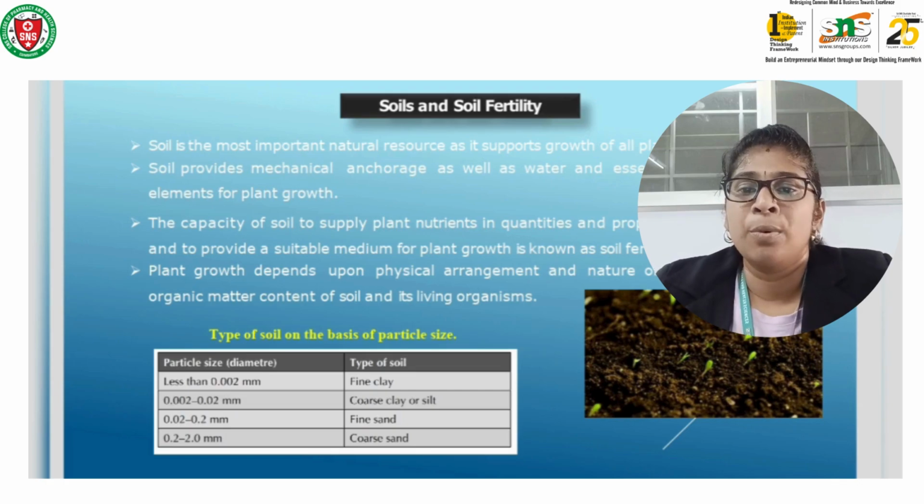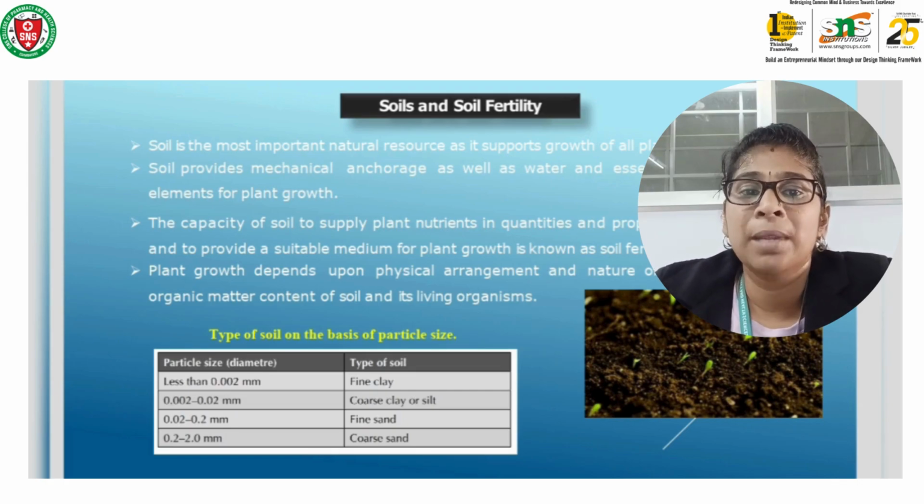and also the absorption of the minerals and energy from the soil to the plant is very important, so the quality of the soil is very much required. Capacity of soil to supply plant nutrients in the quantities and proportion required, to provide a suitable medium for plant growth, is known as soil fertility.